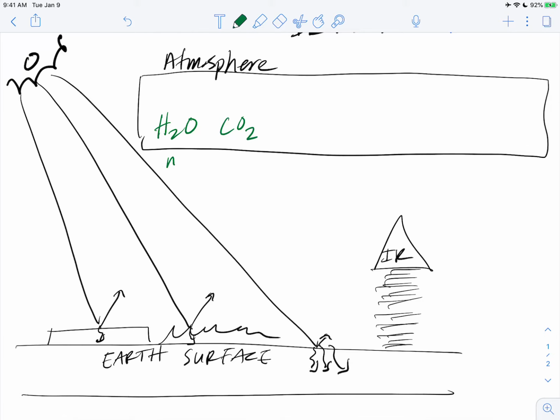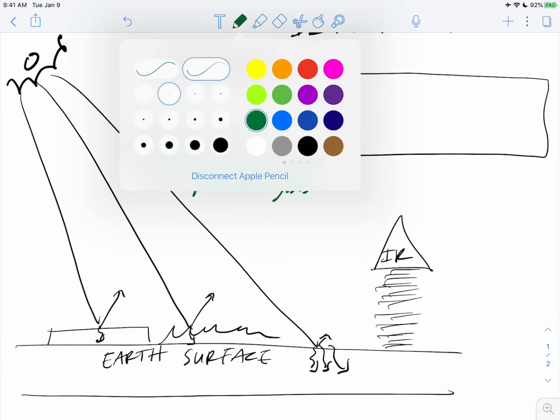So green stands for naturally occurring greenhouse gases. These were here for a long time before any humans were doing all the things that humans do and putting lots of other things up in the atmosphere. And as we know, CO2 can also be added by humans.